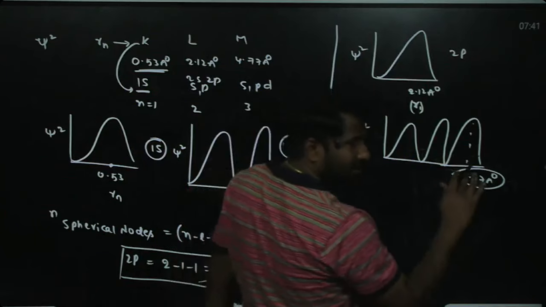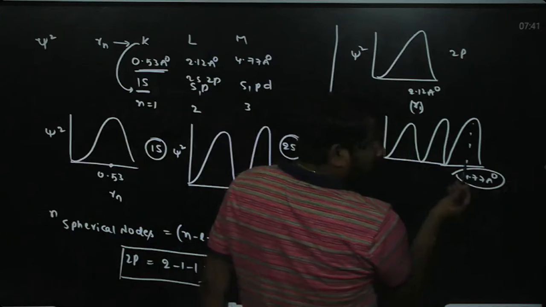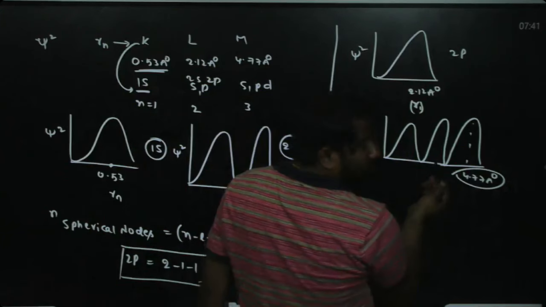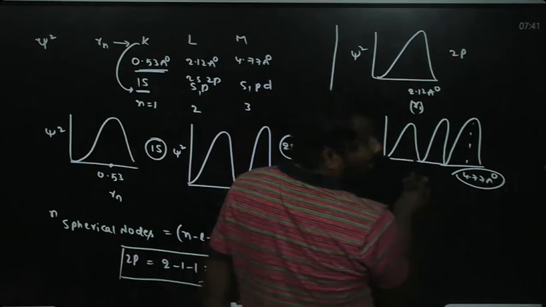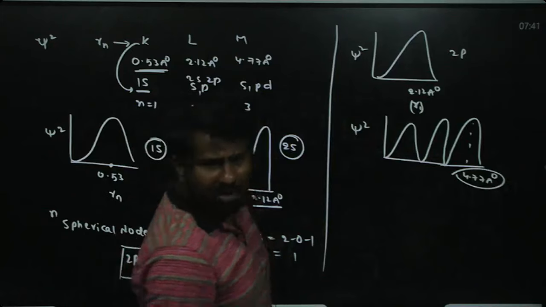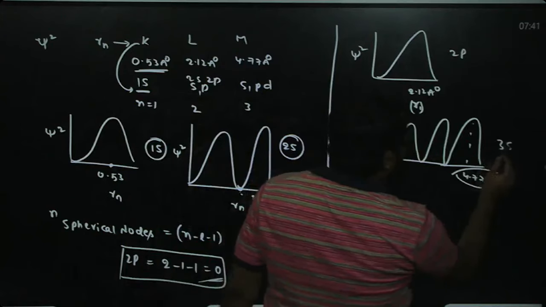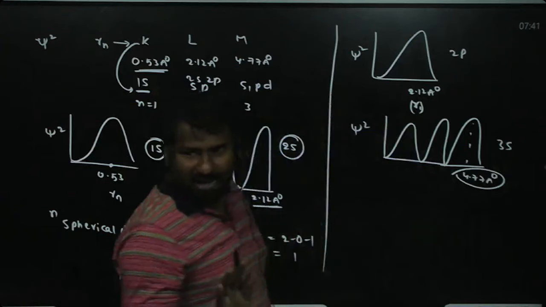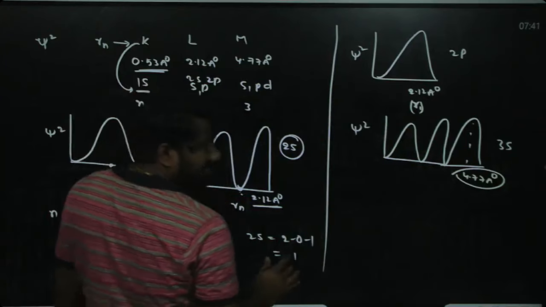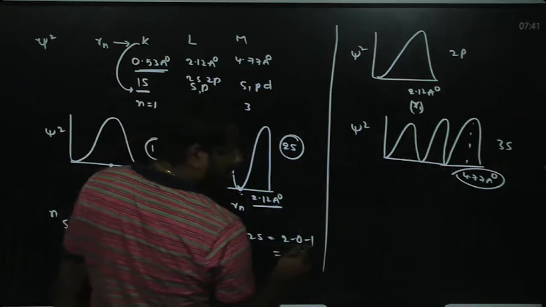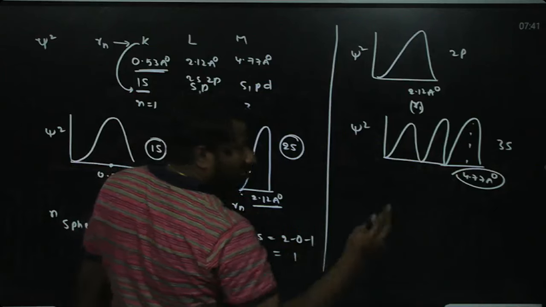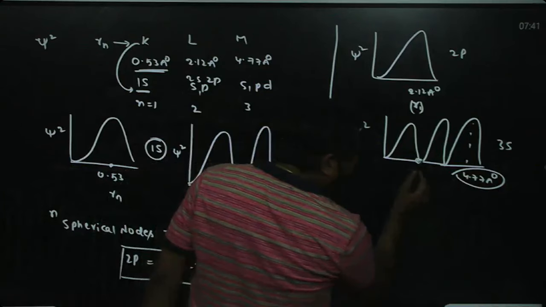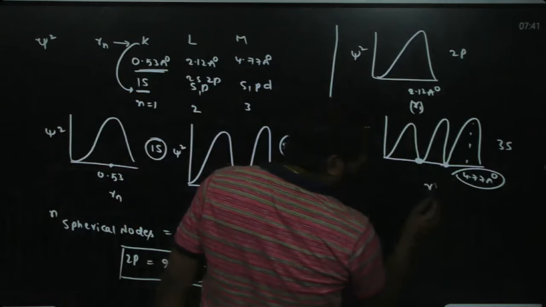Now coming to 3p: if it is 3p, the next one is 2p, the next one is 1p. Do we have 1p? No. Then what does it become? 3s, because 3s, 2s, 1s. Got it? For 3s, how many radial nodes? n minus L minus 1, 3 minus 0 minus 1, 3 minus 1 equals 2 nodes. This is one spherical node and this is one spherical node.